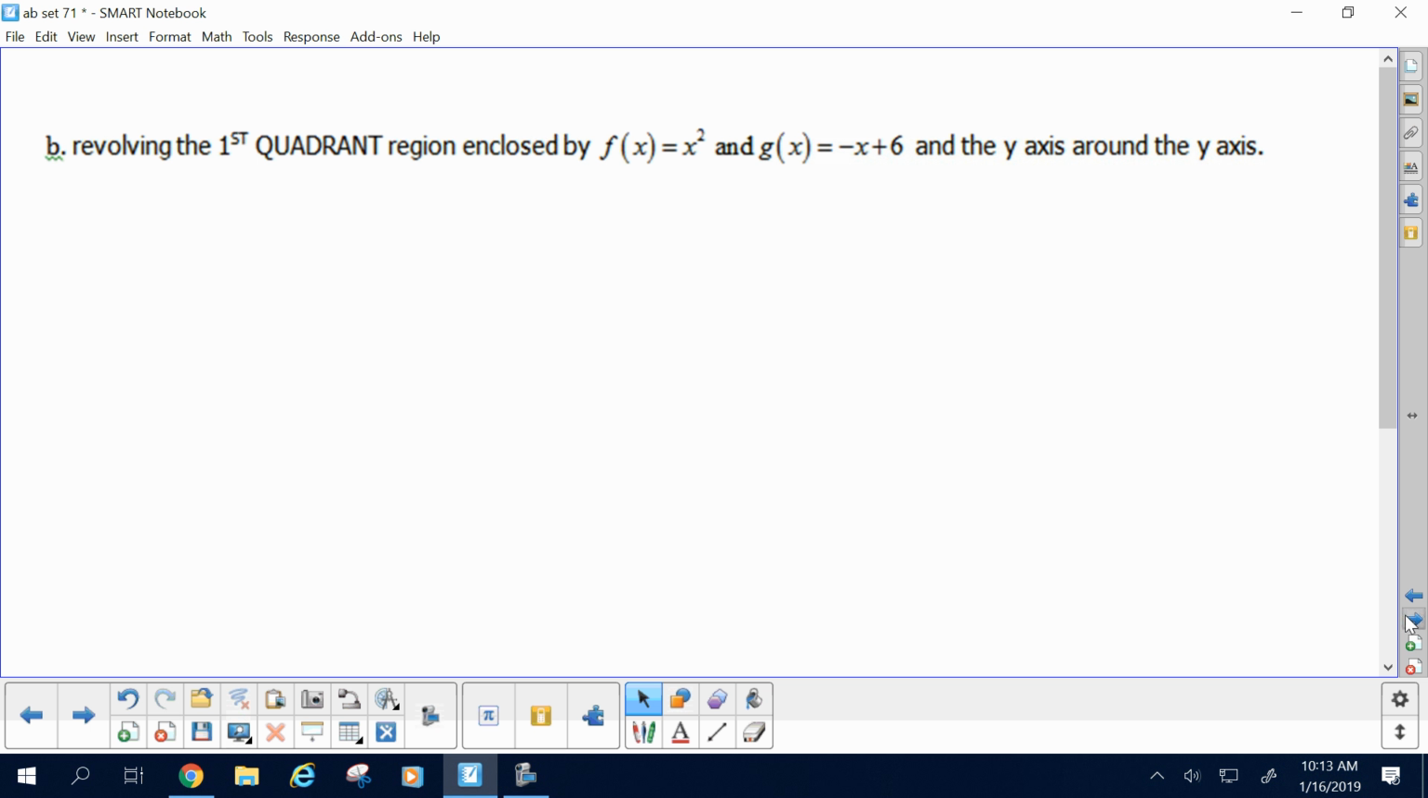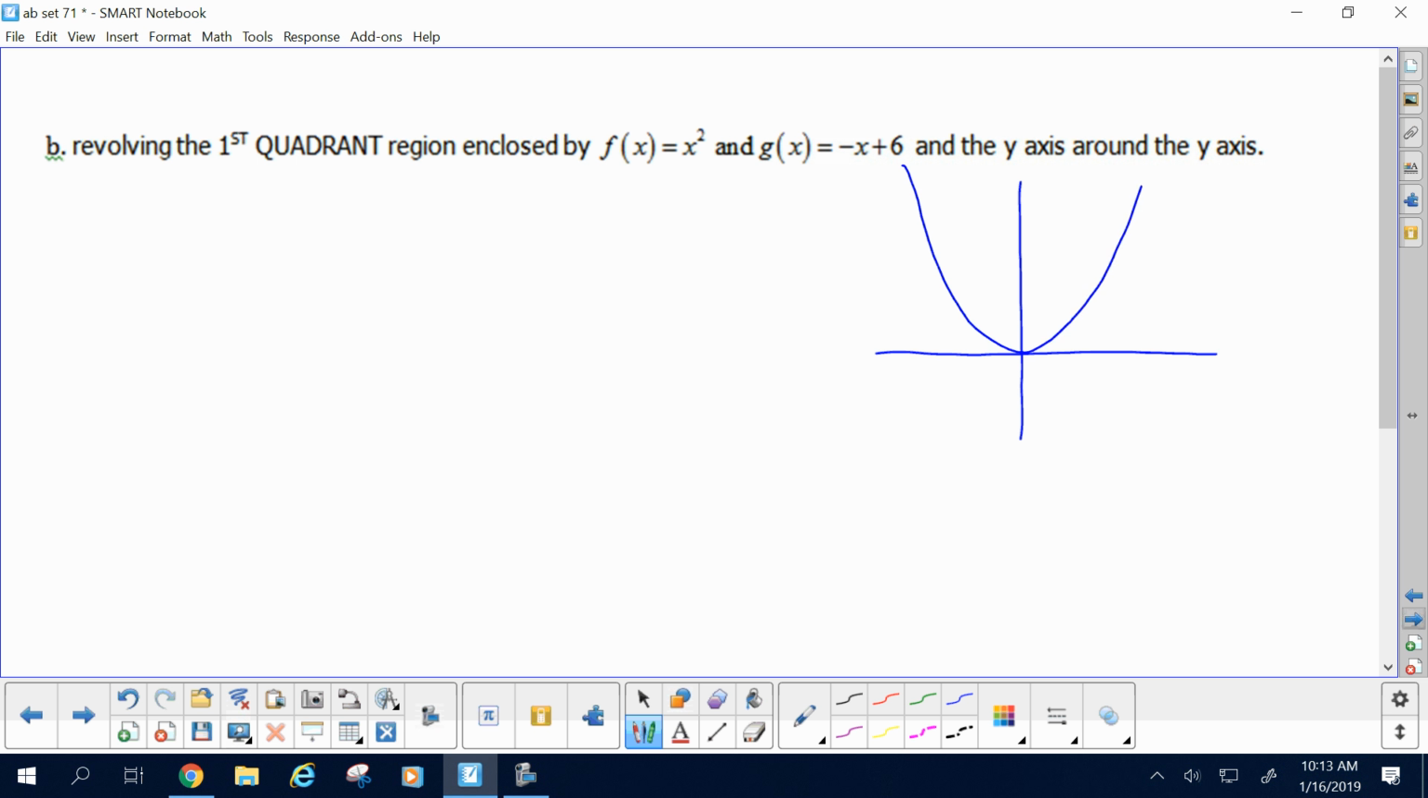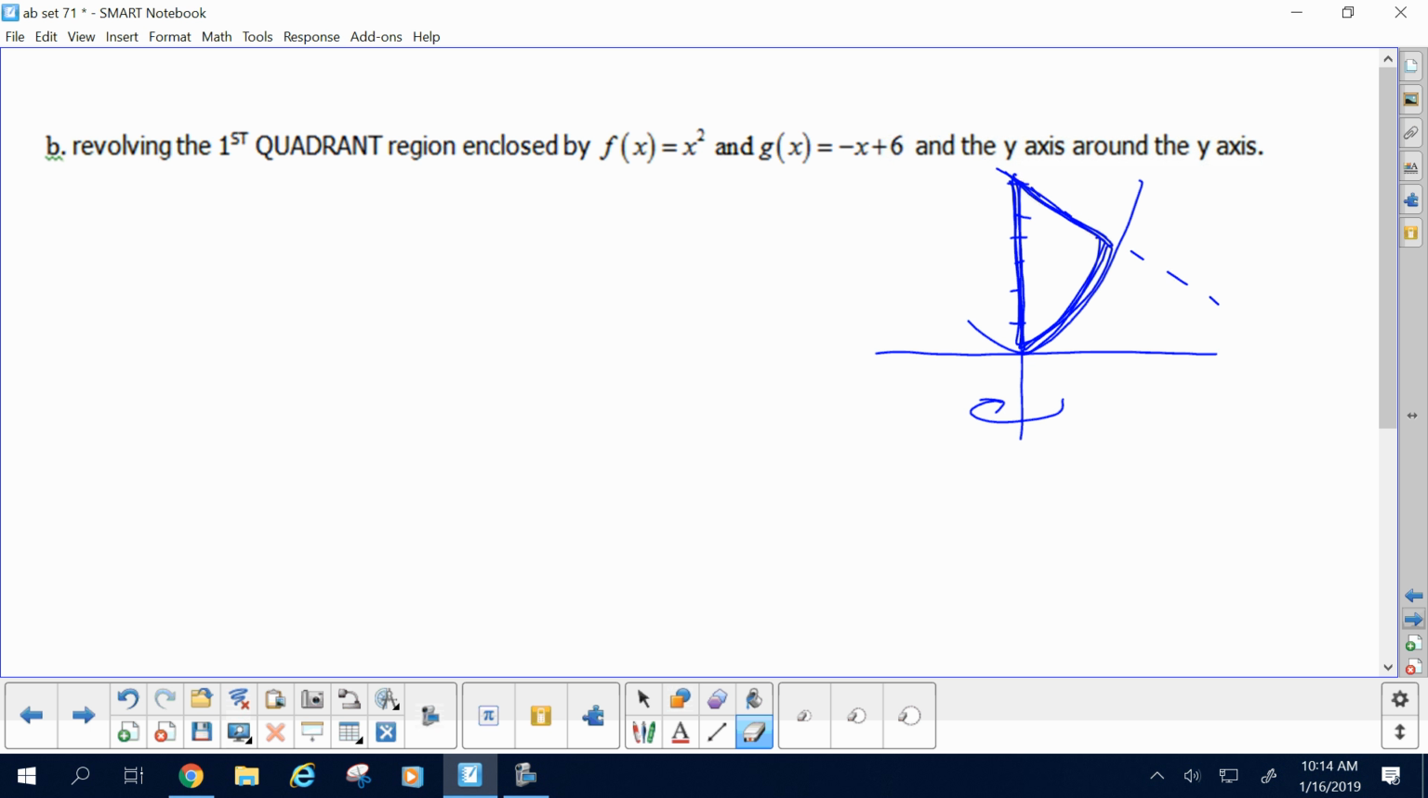Let's just anticipate this case. Imagine if you had this graph. Actually, there are 2 regions. It says the region enclosed by these and the y-axis, but it says first quadrant region. So it's this region here revolved around the y-axis. So I would not include this part of the sketch because it's going to confuse me.